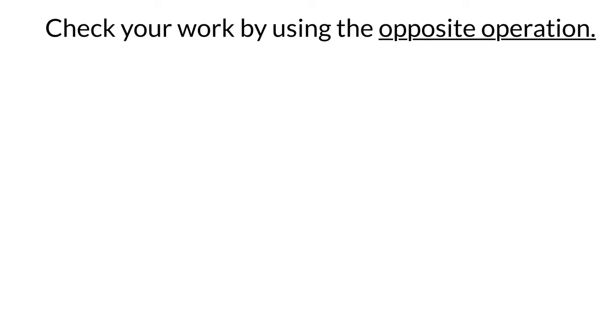So, all this unit, we've been learning a lot about estimation and how estimation is a really great way to check your work. Today, I'm going to show you another way to check your work, and that is by using the opposite operation. Before we go over this strategy, let's just make sure we understand what these words mean.